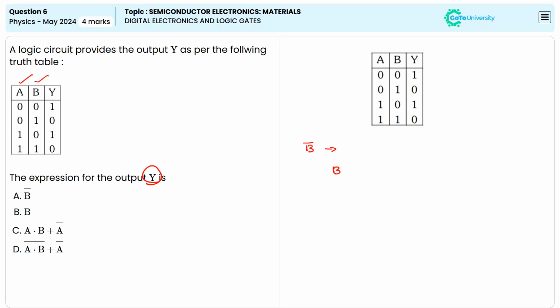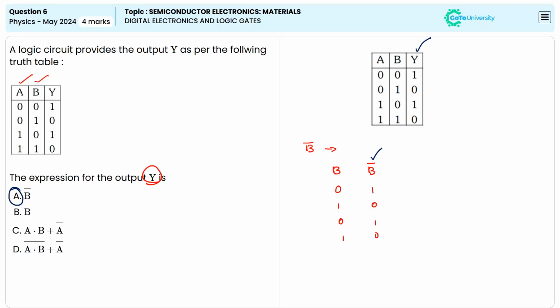So here we can take only the B input into consideration. It has an input of 0, 1, 0, 1. If it is B dash, it will be equal to 1, 0, 1, 0. So let us check this expression's output against the table's output. When we check, both are the same. So we can say the correct answer here will be option A.